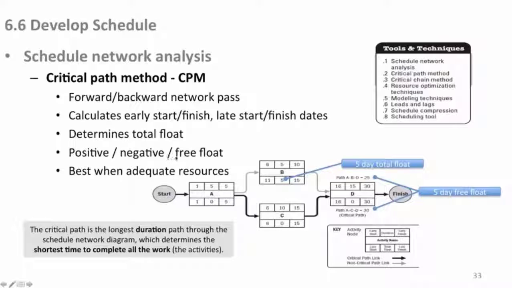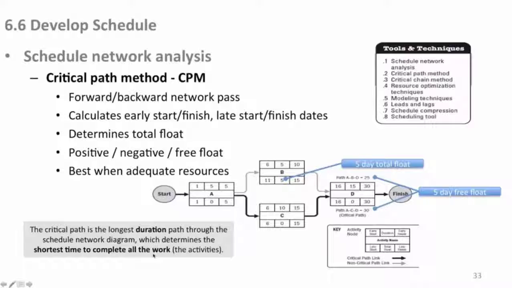Anyway, with total float you can have positive float, negative float, or free float. Critical path is best when you have adequate resources, when you're not limited on the resources available to accomplish activities. When we look at critical chain in a minute, you would use critical chain when you do have limitations on the resources available to you. There are other methods to manage the schedule to compensate for the lack of people. But when you do have people, you have more flexibility to adjust your schedule.